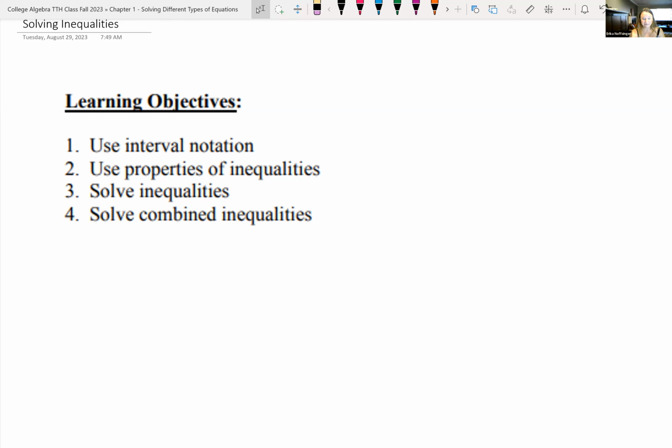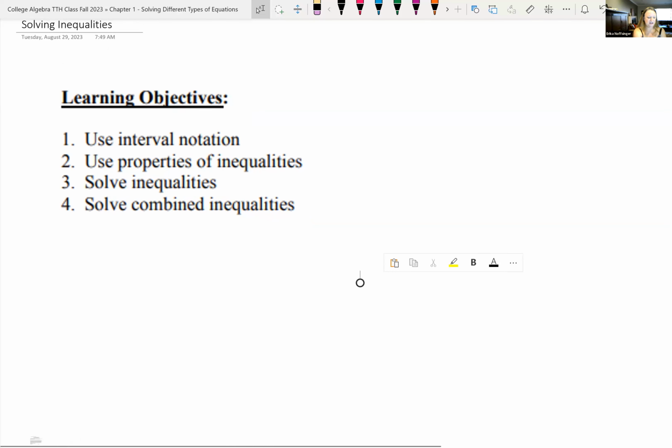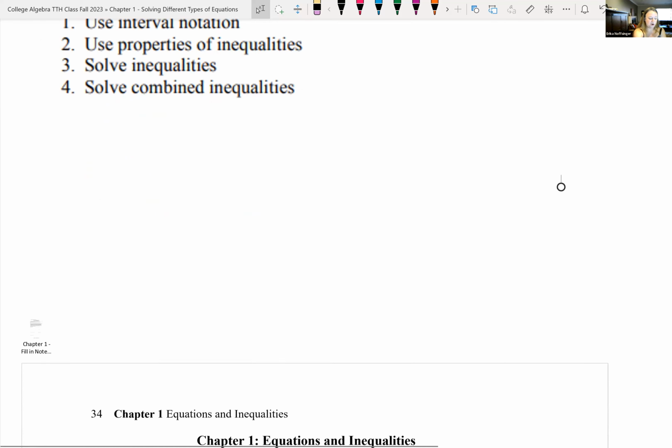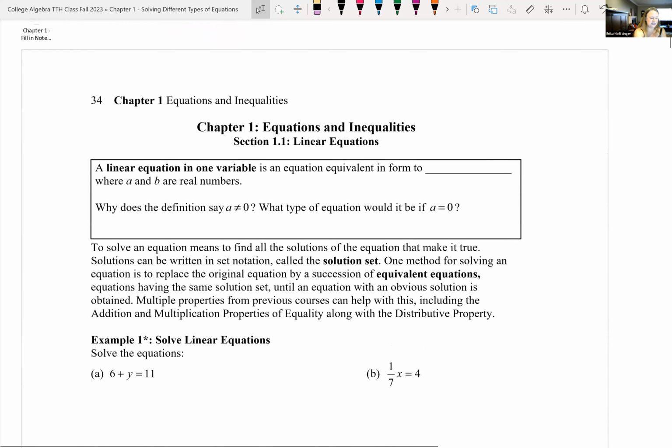Hopefully after we talk about this, you'll be able to use interval notation to represent an inequality, and use properties of inequalities. You should be able to solve inequalities and solve combined inequalities. Okay, so let's review a little bit on the notation of inequalities and what an inequality is.